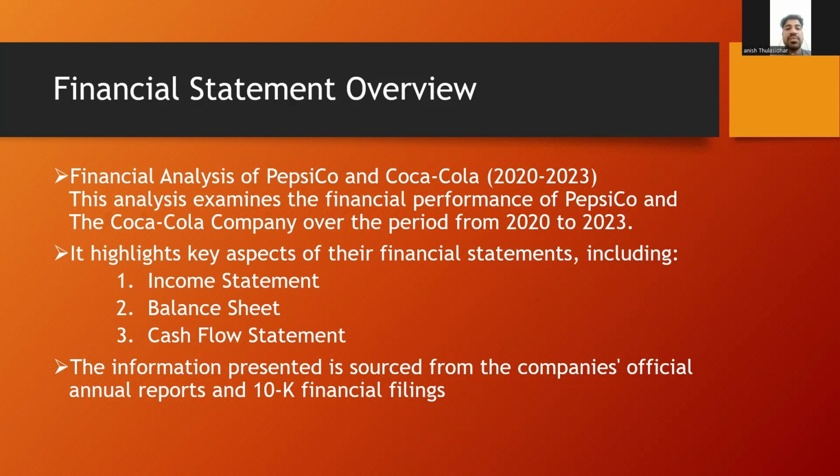Third one, the cash flow statement. This explains how cash moves in and out of the business, including money earned from operations, investment, and financing. Now, moving on to the next topic, the income statement.